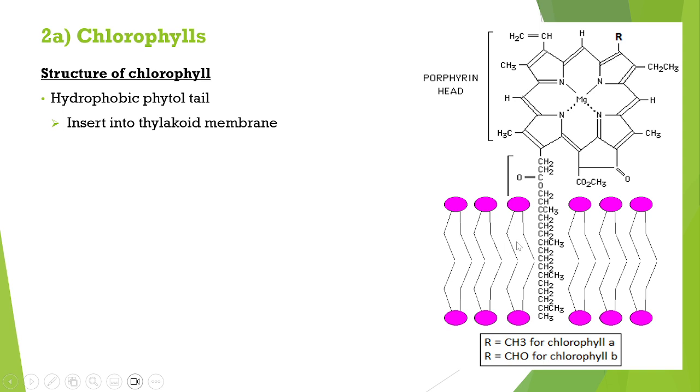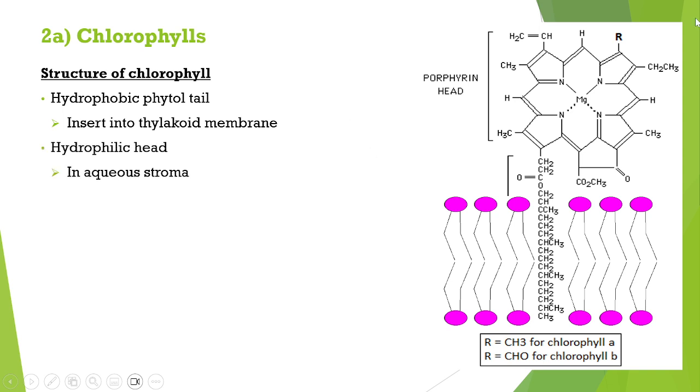From what you learned last year, any membrane, including the thylakoid membrane, is made up of phospholipid molecules. It's a phospholipid bilayer, and phospholipid molecules have hydrophobic fatty acid tails. So this hydrophobic phytol tail will be able to interact with the fatty acid tails of the phospholipid molecules, allowing the chlorophyll to be inserted or embedded in the thylakoid membrane.